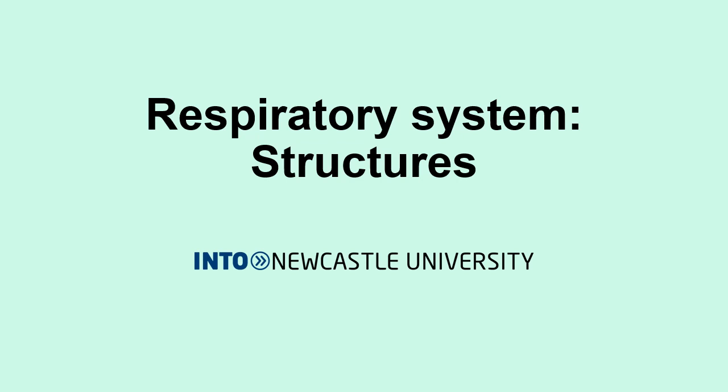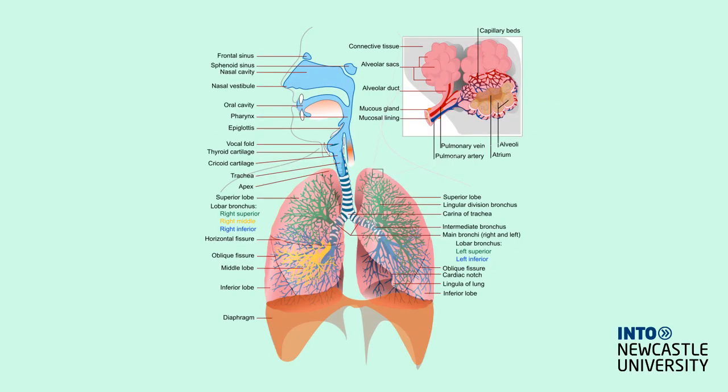In this lecture, we are going to introduce the structures of the respiratory system. As mammals, we have a small surface area to volume ratio and lots of cells. We also have a high metabolic rate because we move and we need to maintain our body temperature, so we need a lot of oxygen into our cells and we produce a lot of carbon dioxide as waste.